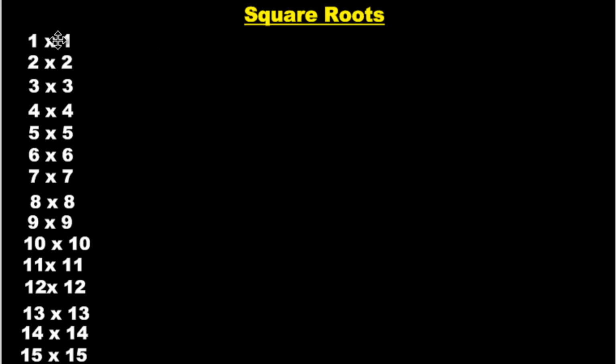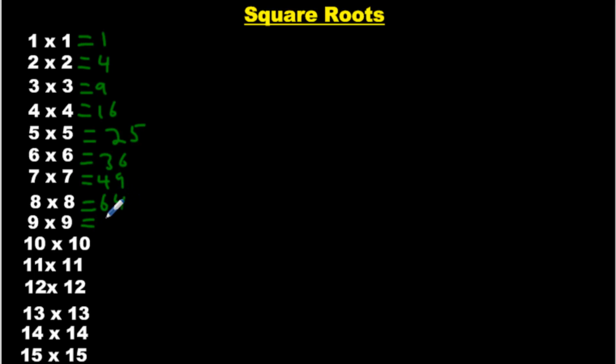Let's start right away here by looking at all these equations. I'd like you to write these down in your notes. And then beside each of them, we're going to write down the answers. So 1 times 1 is going to be 1. 2 times 2 is 4. 3 times 3 is 9. 4 and 4 is 16. 5 and 5 is 25. 6 and 6 is 36. 7 and 7 is 49. 8 and 8 is 64.